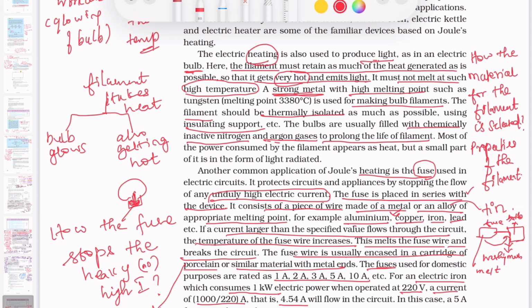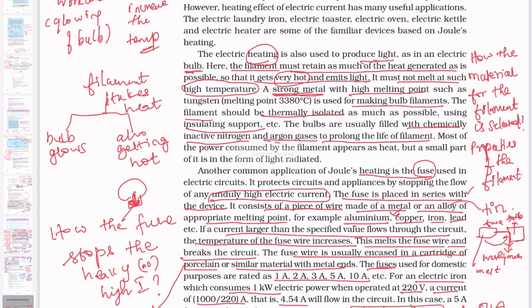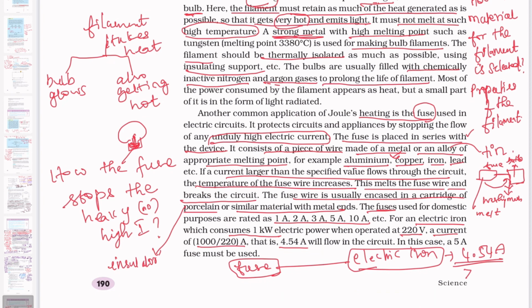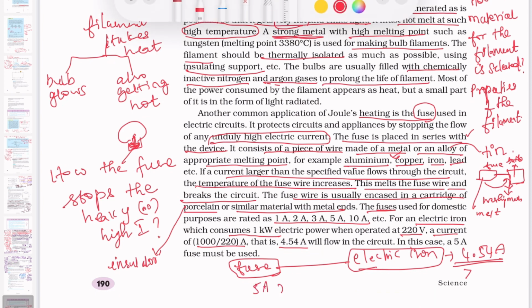So what will be the fuse? The fuse in the circuit of that electric iron only needs a current of 4.54 amps. So any current which is greater than this 4.54 will damage the electric iron. So what do we do? We connect a fuse. There will be a fuse which will be connected to the electric iron. So the fuse will sense the current. So when the fuse has a current of 5 amps, it will melt and break the circuit.